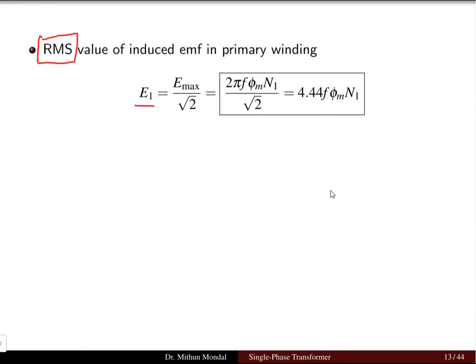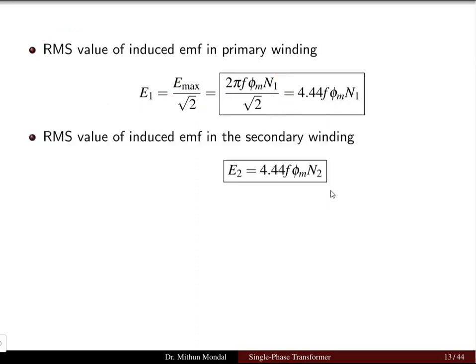Now since in AC quantities we are interested in the RMS value, that is the root mean square value, capital E1, which is the induced EMF RMS, is given by the maximum value of the induced EMF divided by root 2. The maximum value of the induced EMF is 2 pi f phi m N1, divided by root 2. We will get 4.44 times frequency times maximum value of the flux times N1. And it means that in the secondary coil we will get the same induced EMF, only the number of turns N2 we have to substitute in place of N1.